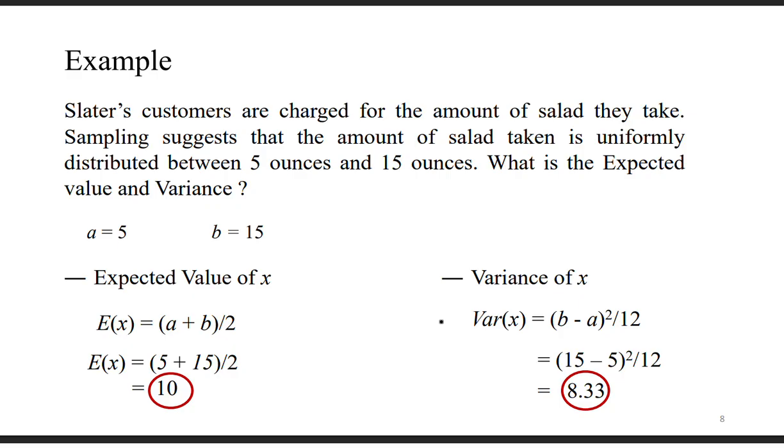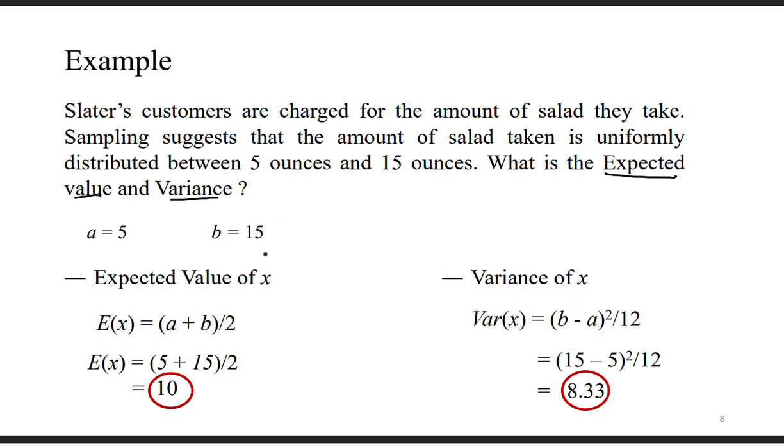So Celadus customers are charged, and this is going back to the same story, Celadus customers are charged for the amount of salad they take. Sampling suggests that the amount of salad taken is uniformly distributed between 5 ounces and 15 ounces. What is the expected value and the variance? Now, whenever we say expected value, we are also referring to the mean. So let's calculate the expected value, which is the mean, and let's also calculate the variance.